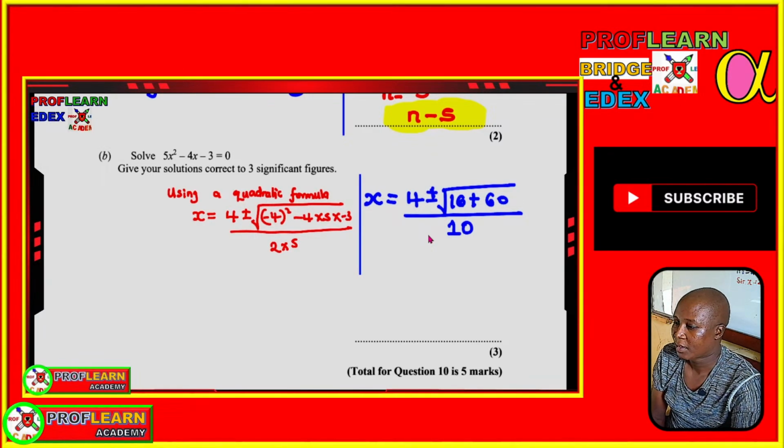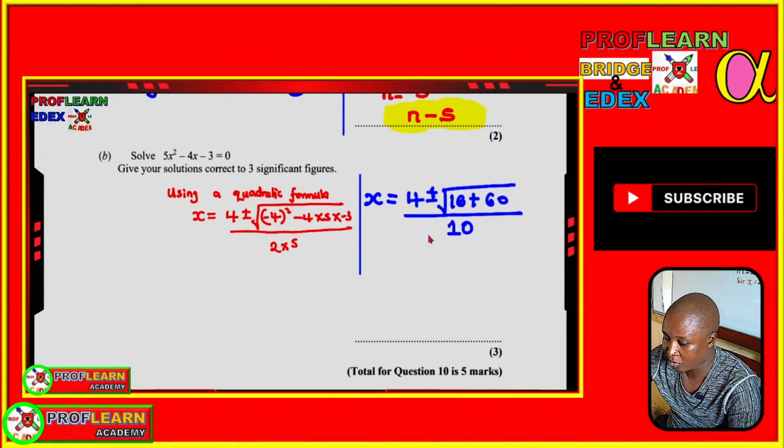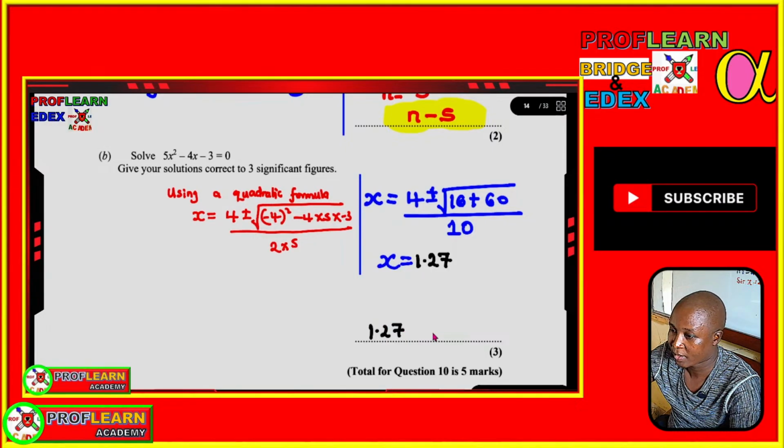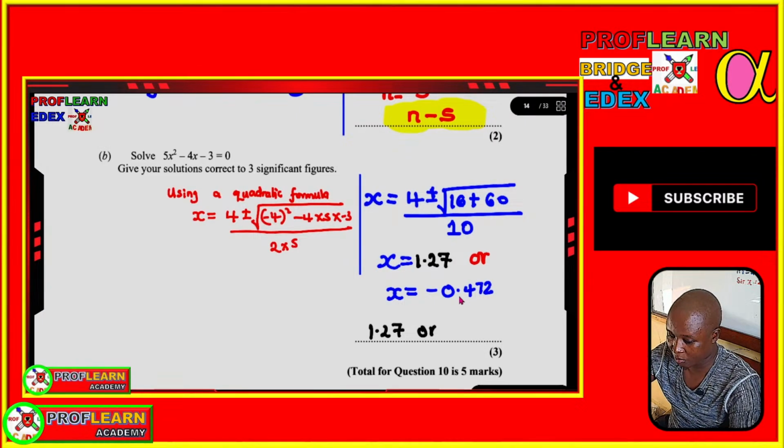If we put this in a calculator, we get x equivalent to 1.27, or x equivalent to negative 0.472. So that is what you will get if you work this out, and we have two answers for the value of x in that case.